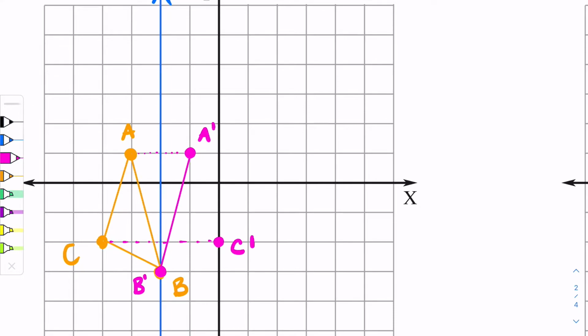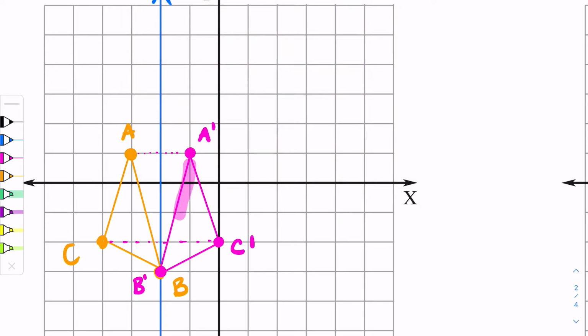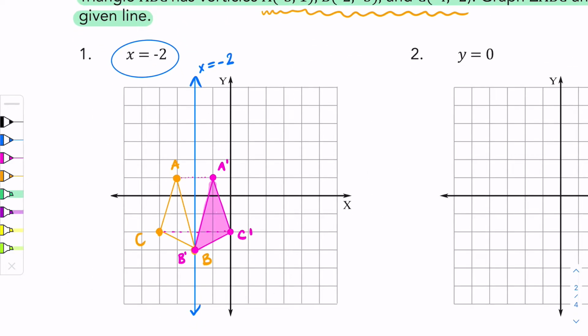I'm now going to connect the points to form my image. And I'll shade this in just so we can clearly see the image. Our image is the pink triangle. That is our final answer.